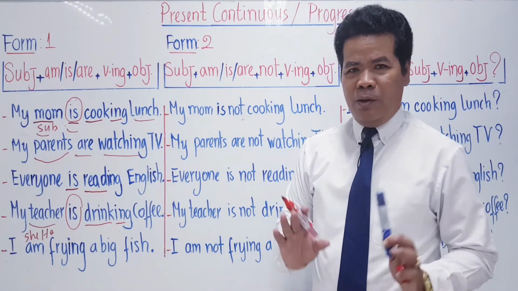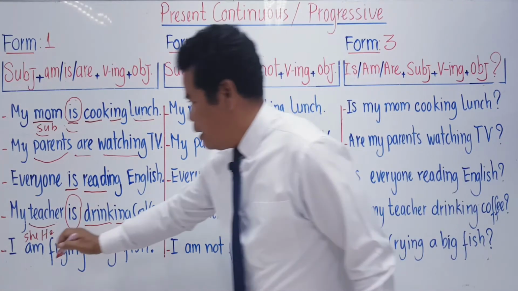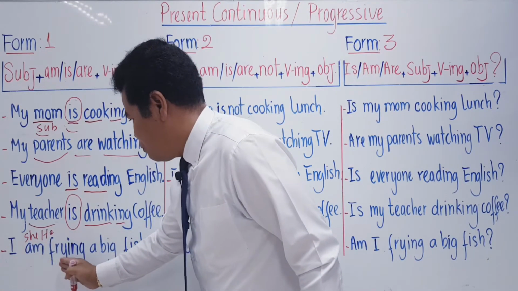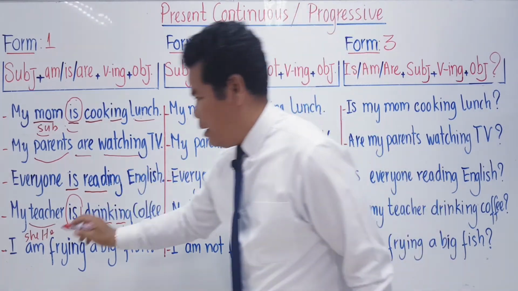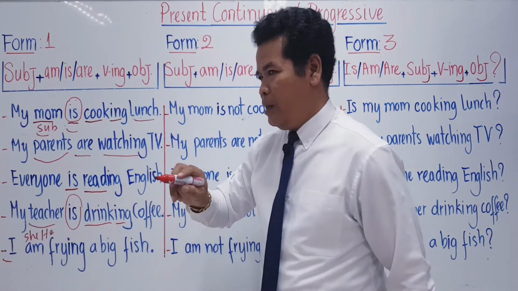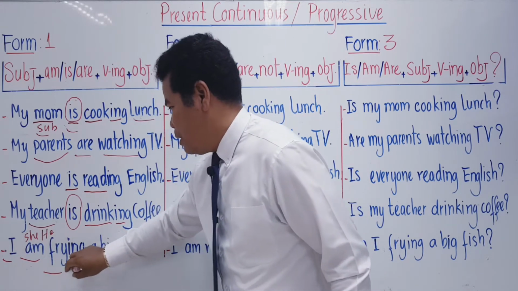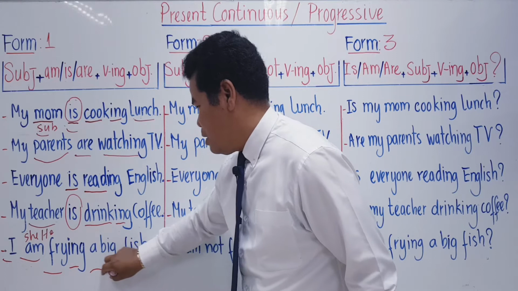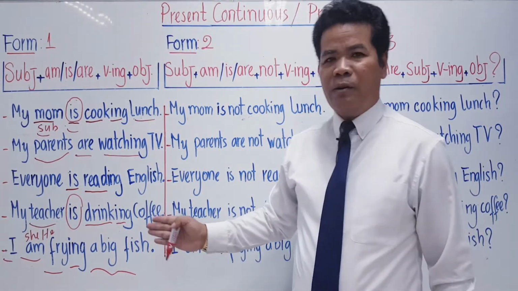Okay? Don't worry anymore, alright? Don't worry. Let's go to another one. I am frying a big fish. I is a subject. Am is a part of verb to be. Fry plus ing and plus object. Okay? This is the correct form and also the correct sentence.